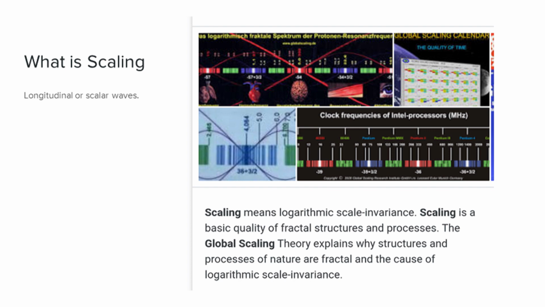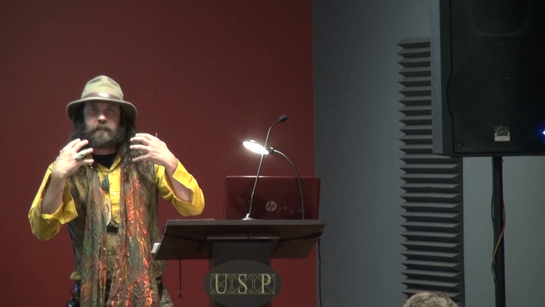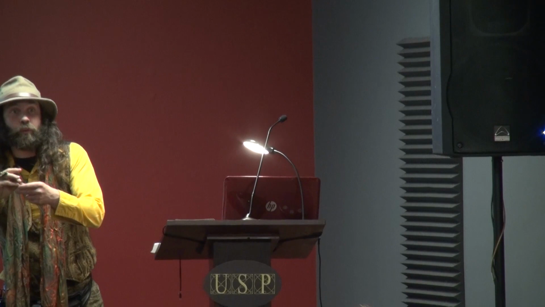So what is scaling? Scaling means logarithmic scale invariance. Scaling is a basic quality of fractal structures and processes. The global scaling theory explains why structures and processes of nature are fractal and the cause of logarithmic scale invariance. All of our senses pick up nothing but spheres hitting us, and we detect it as a logarithmic scale invariance. The reason why our senses pick it up as logarithmic scale invariance is because reality is constructed logarithmically scale invariant.